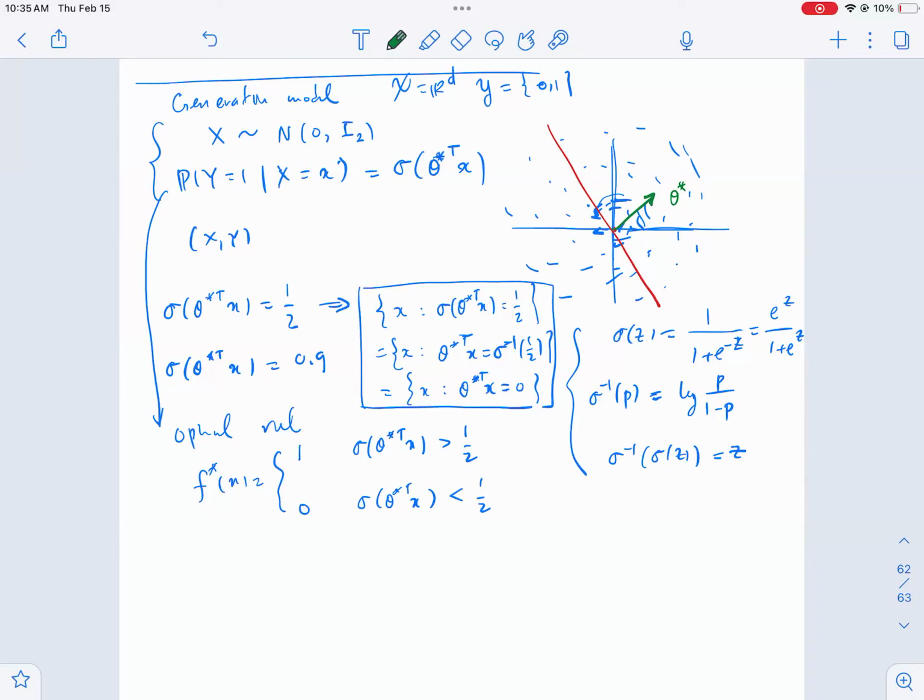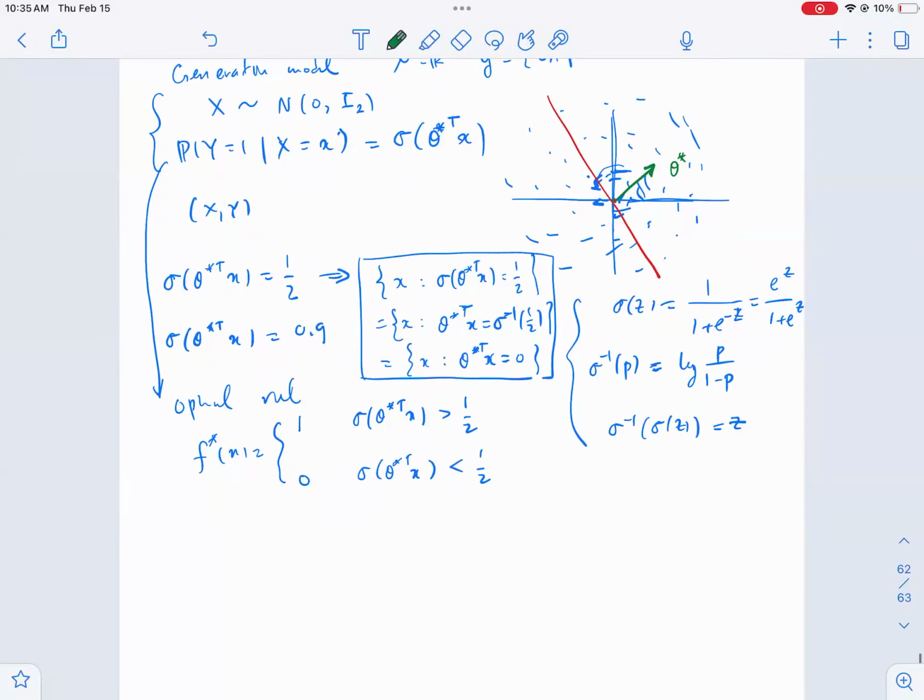Okay, so you can easily see that if I do something like that, then this is equivalent to theta star transpose x being sigma inverse of 0.9. Right, sigma inverse of 0.9 is, so this is going to do, is this bigger or smaller? So theta is monotone, so if this is higher, it's going to be higher than 1. So this set is going to be somewhere here.